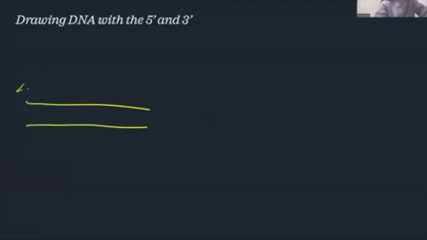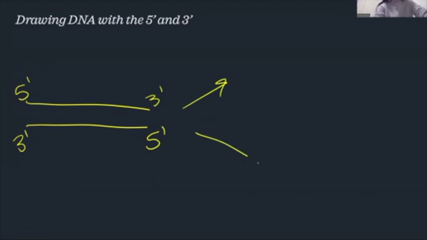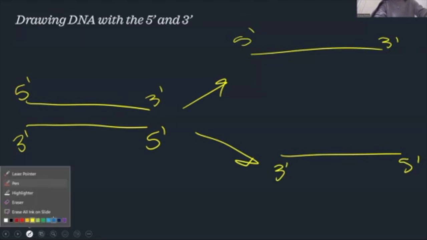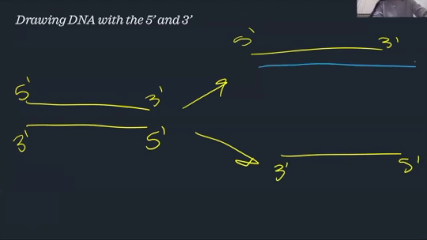So let's say this is my old DNA. If that one is 5' to 3', this one has to be 3' to 5'. And then if both of these split, because we know DNA replicates semi-conservatively, this top one was 5 to 3, the bottom one was 3 to 5. And then our new DNA strand, whenever it gets added on, needs to be anti-parallel. So 3 and then 5, 5 and then 3.